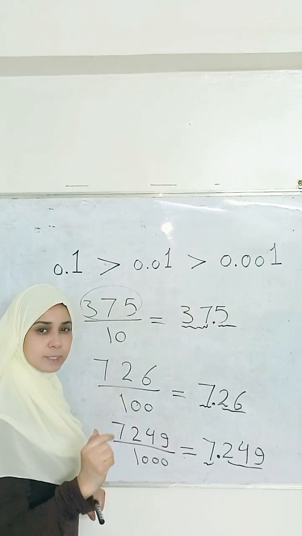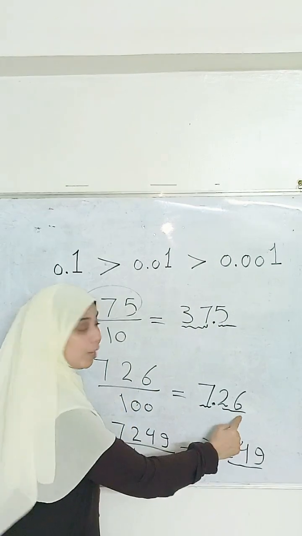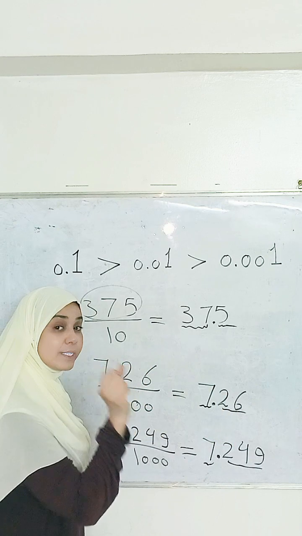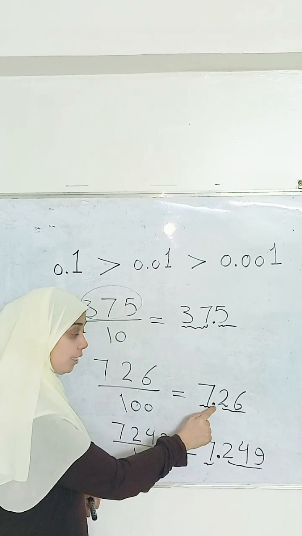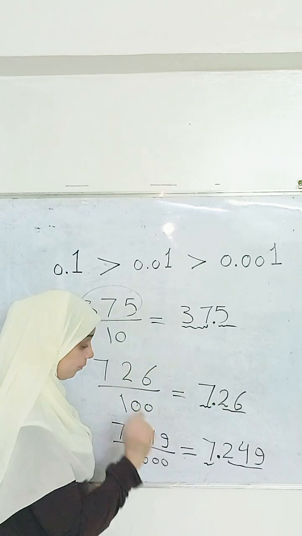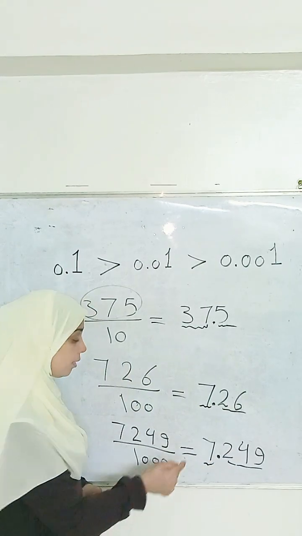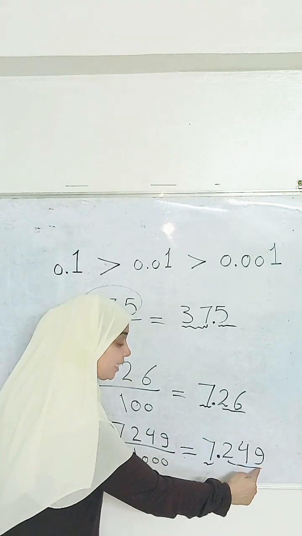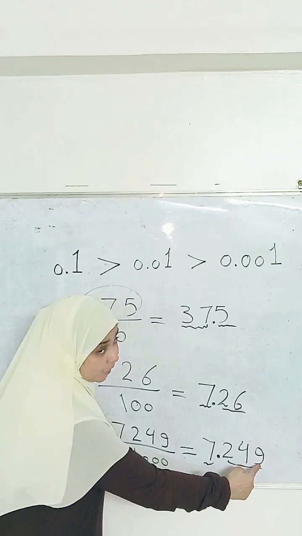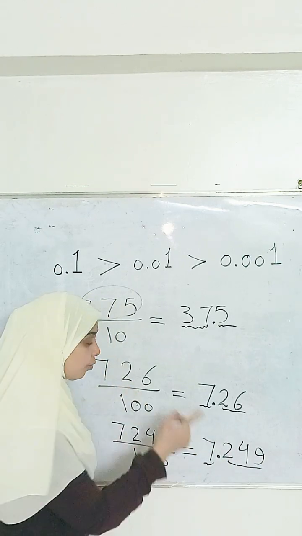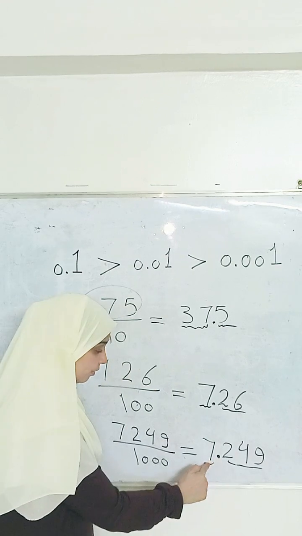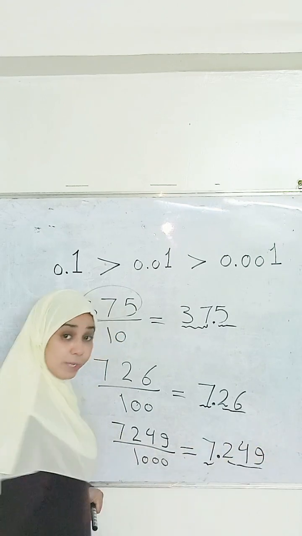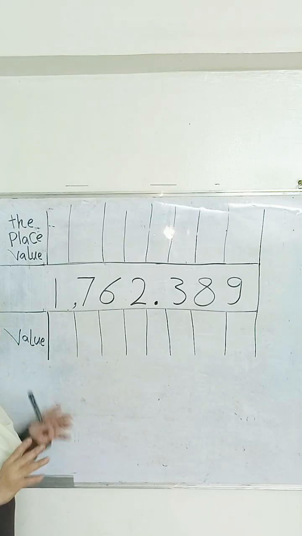Here, what is the last number? 6. Where is it? It's in the hundredths house. So, when we read, we will say just the hundredths: 7 and 26 hundredths. Okay? Here, how can we read it? What is the last number? 9. Yes, where is 9? It's the thousandths place. So, when we read it, we will say 7 and 249 thousandths. Okay?